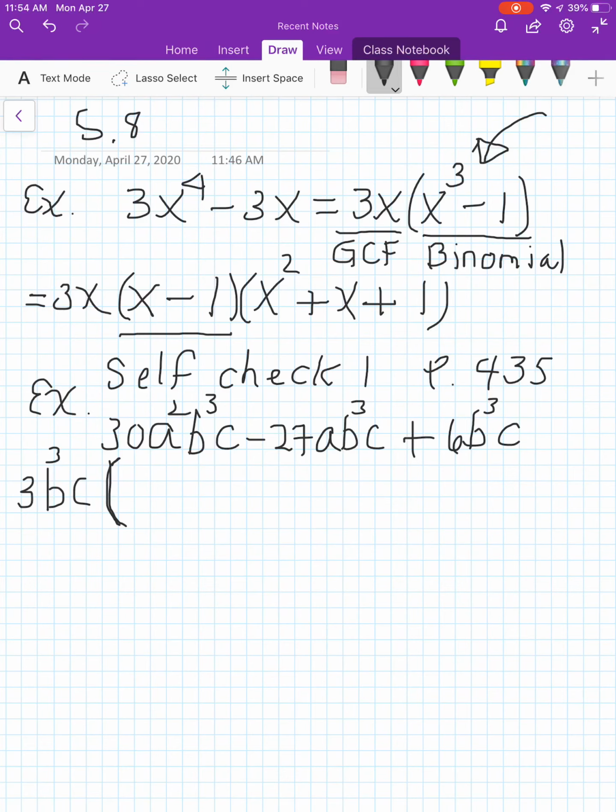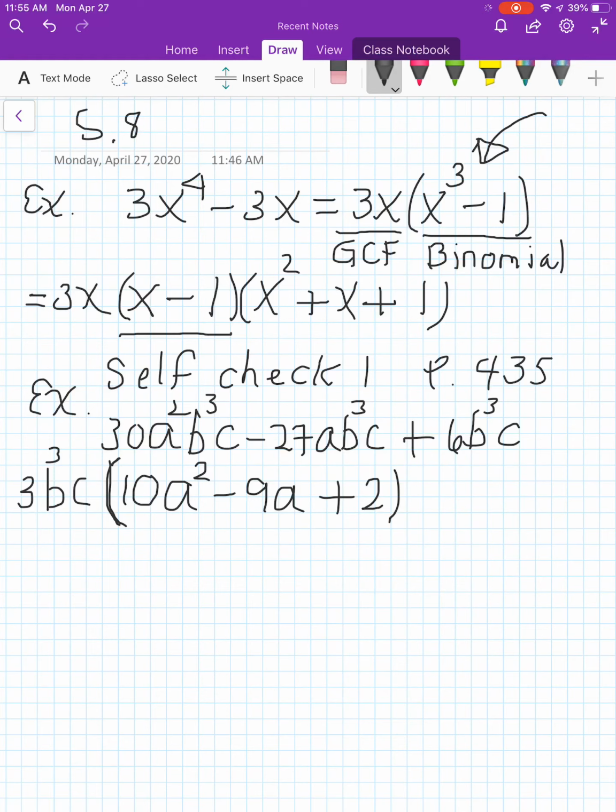And look at the remaining polynomial within parentheses, okay? 3 times what gives you 30? 10. And then a squared, because the b cubed c you took out. 3 times what gives you negative 27? Negative 9a, because the b cubed c you took out. And 3 times what gives you 6? 2. There you go.